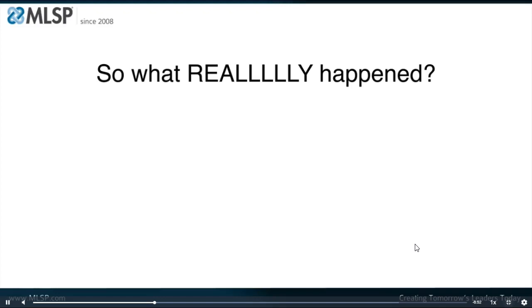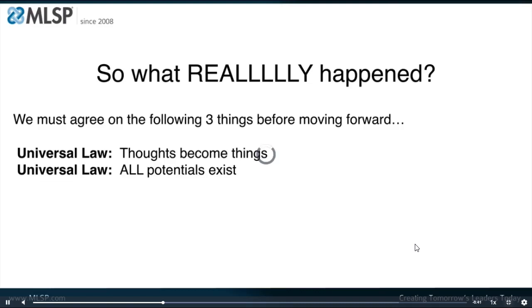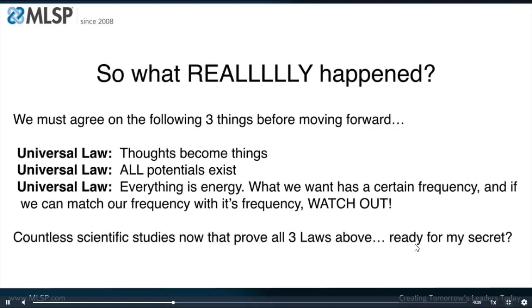So what really happened? Well, you and I, we must agree on the following 3 things before moving forward. There's a couple of laws. Universal law number 1, thoughts become things. Universal law number 2, all potentials exist. And universal law number 3, everything is energy. What we want has a certain frequency, and if we can match our frequency with its frequency, watch out, because it will find you. And there are countless scientific studies now that prove all 3 laws above here are absolutely real.